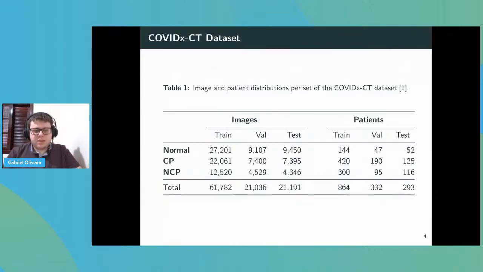In this article, we use the COVID-X CT dataset. This dataset has CT images from patients, and each patient has different images from the same exam. One exam is composed of slices from the lungs and chests of the patients. This dataset has three classes. The first one is normal, which indicates that the patient has no disease. The second one is common pneumonia, and the third one is novel coronavirus pneumonia, or COVID-19. With that, we can make the prediction considering the image level, predicting slice by slice for the patient, and considering the exam level with all the slices of the same patient.